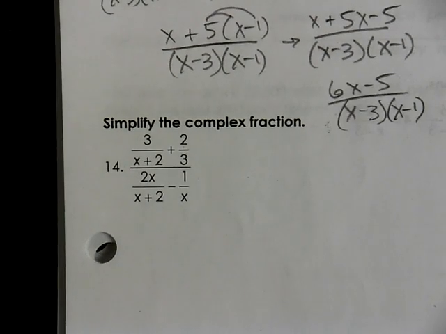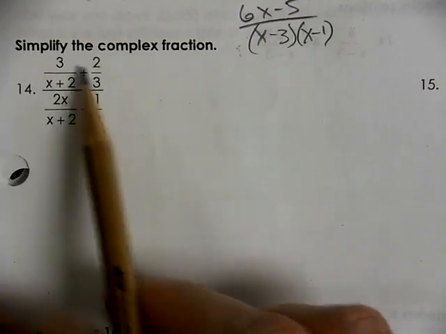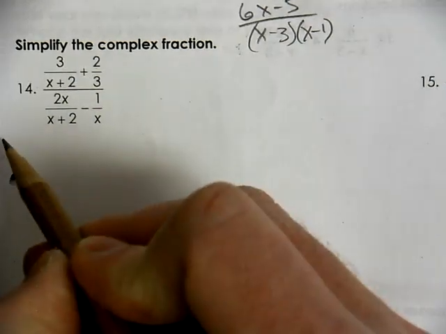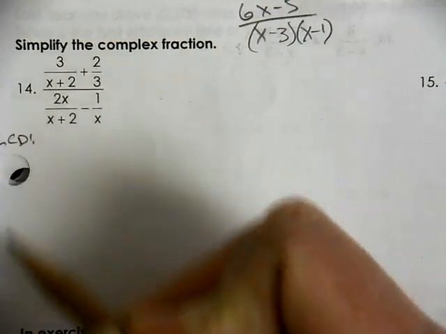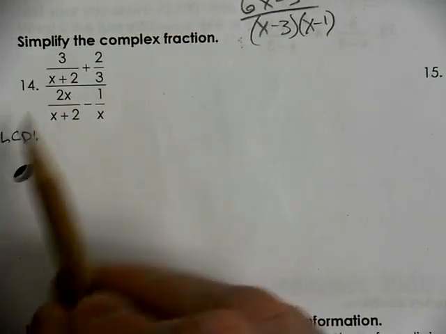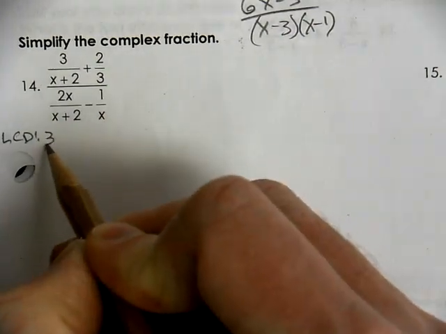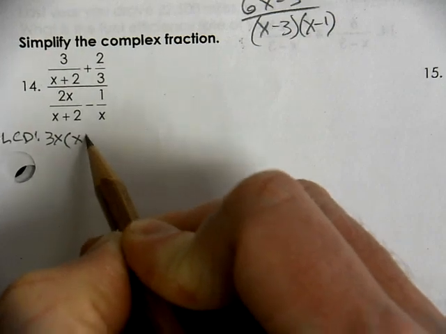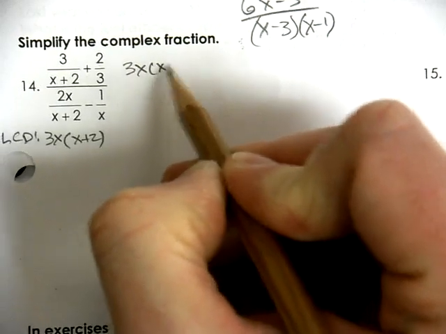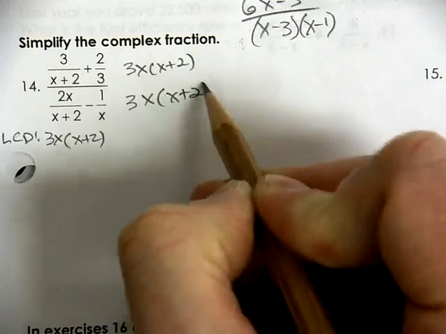Next we have complex fractions. That's a fraction inside of a fraction. You can look for the LCD. That's method number 1. In our notes, it was actually method number 2. But this is one method you could use. A common denominator would be 3x times x plus 2. So I'm going to take that 3x, x plus 2, and I'm going to multiply it to both the top and the bottom.